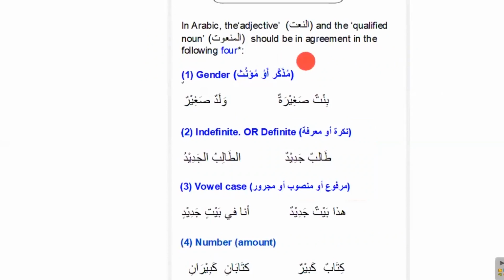So, still explaining in Arabic, the adjective, that is the na'at, and the qualified noun, the man'ut, should be in agreement in the following four. Let me explain something here.